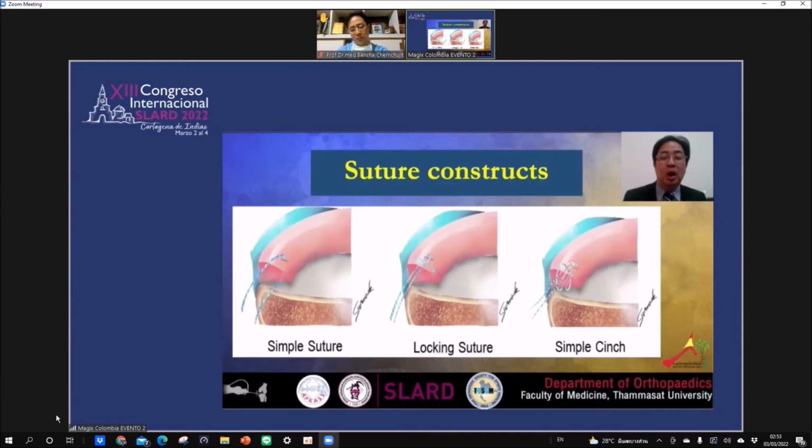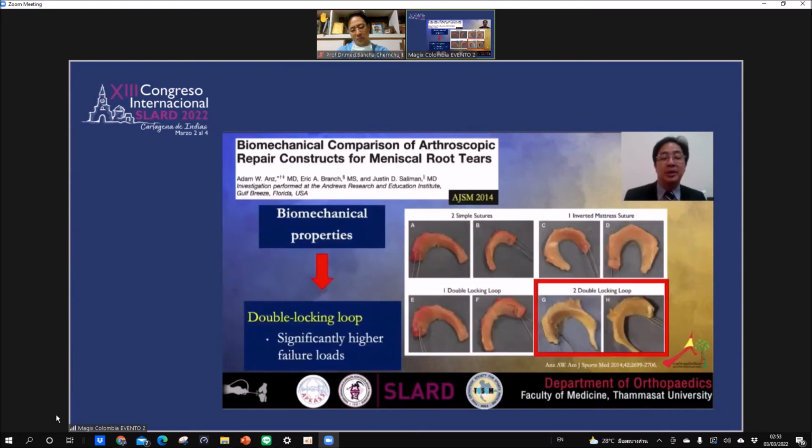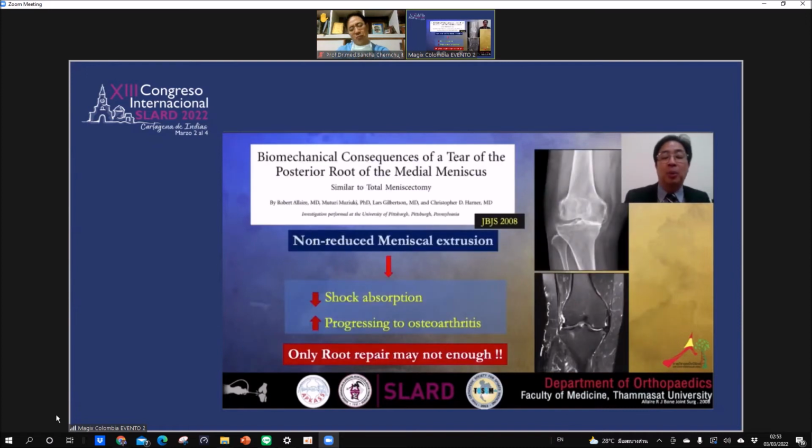How about the suture construct? Biomechanical testing proved that the double locking loop is the strongest. This article proposed that non-reduced meniscus extrusion decreased shock absorption and increased progression to osteoarthritis. So only root repair may not be enough.